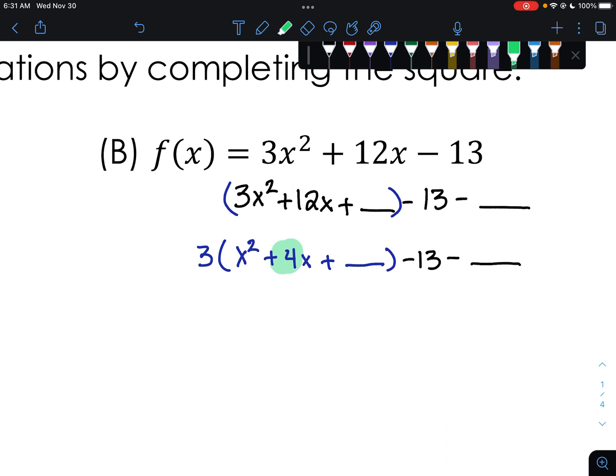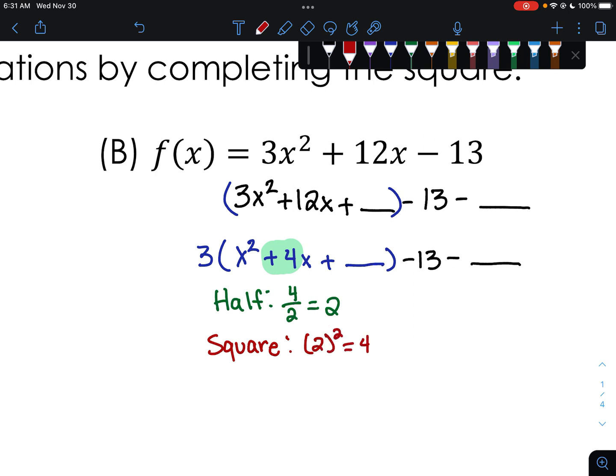So we take this middle term right here. We're going to cut it in half. So half of positive 4 is 2. Then we square it, and we get 2 squared, which is 4. So I put a 4 here. But then I have to remember I need to distribute this 3 back out. So 3 times 4 is 12. So it's a 12 that goes in these spaces right there.